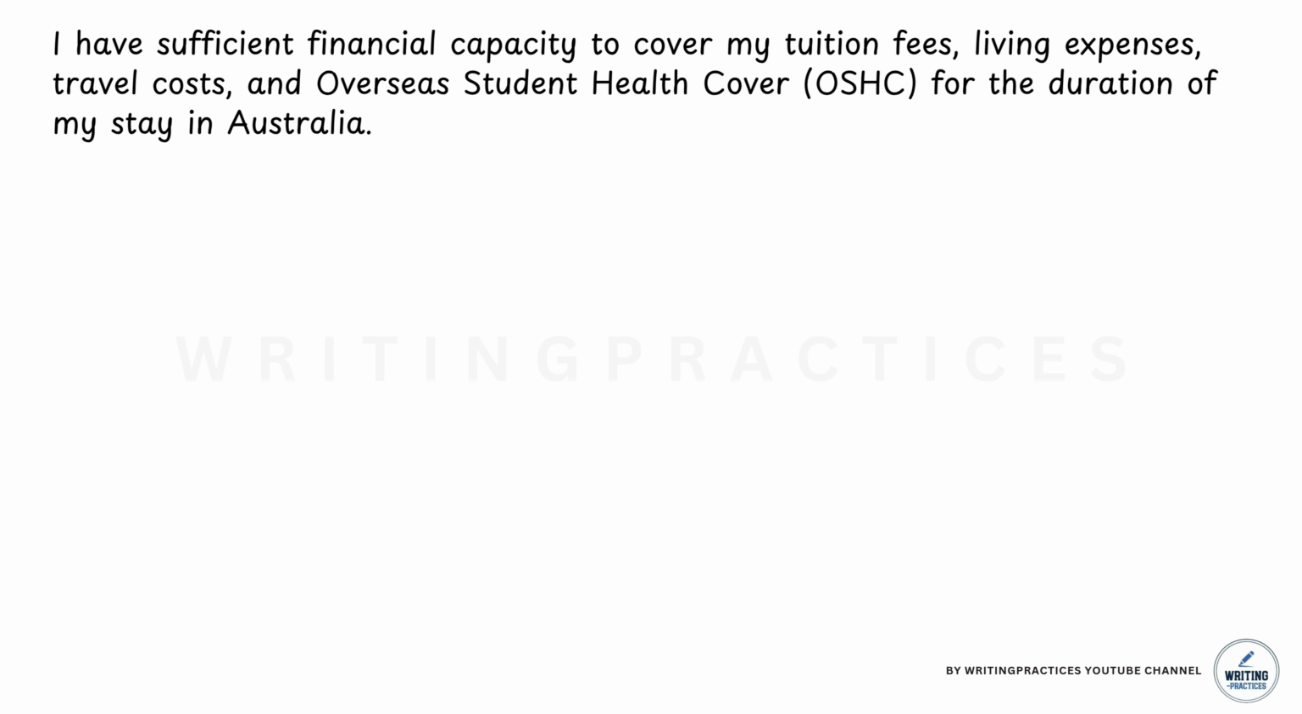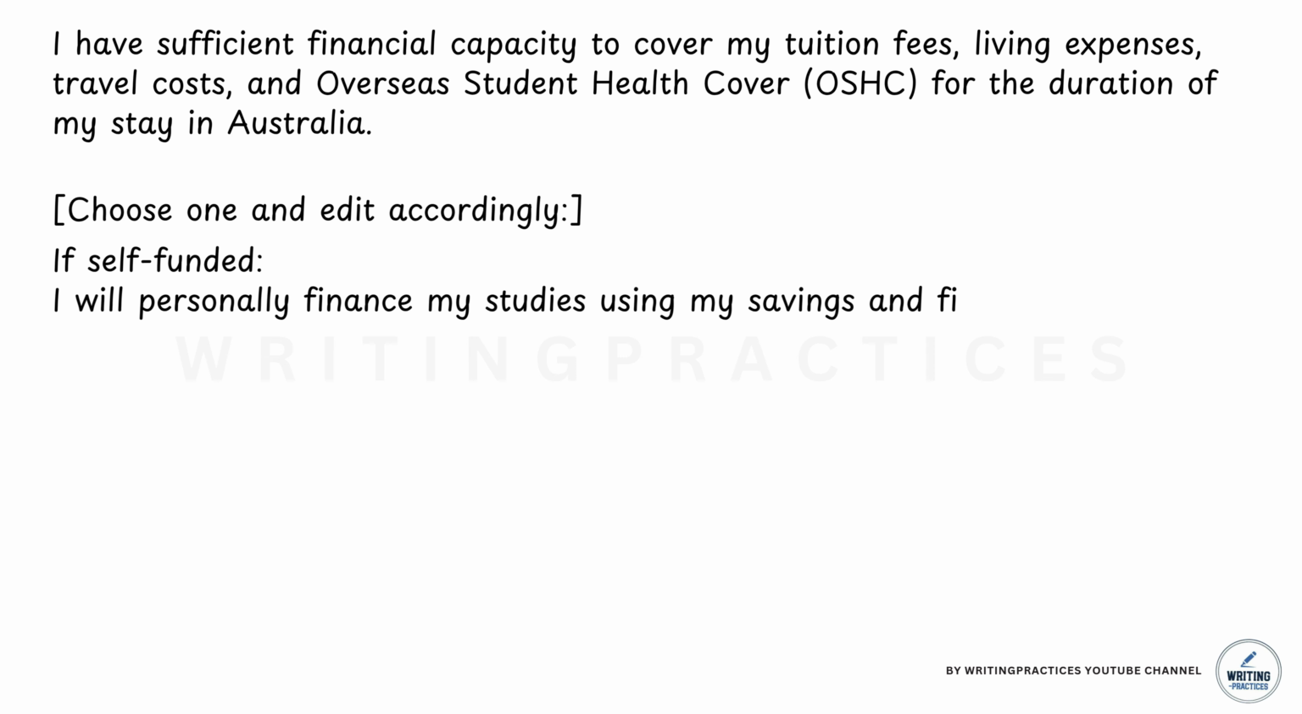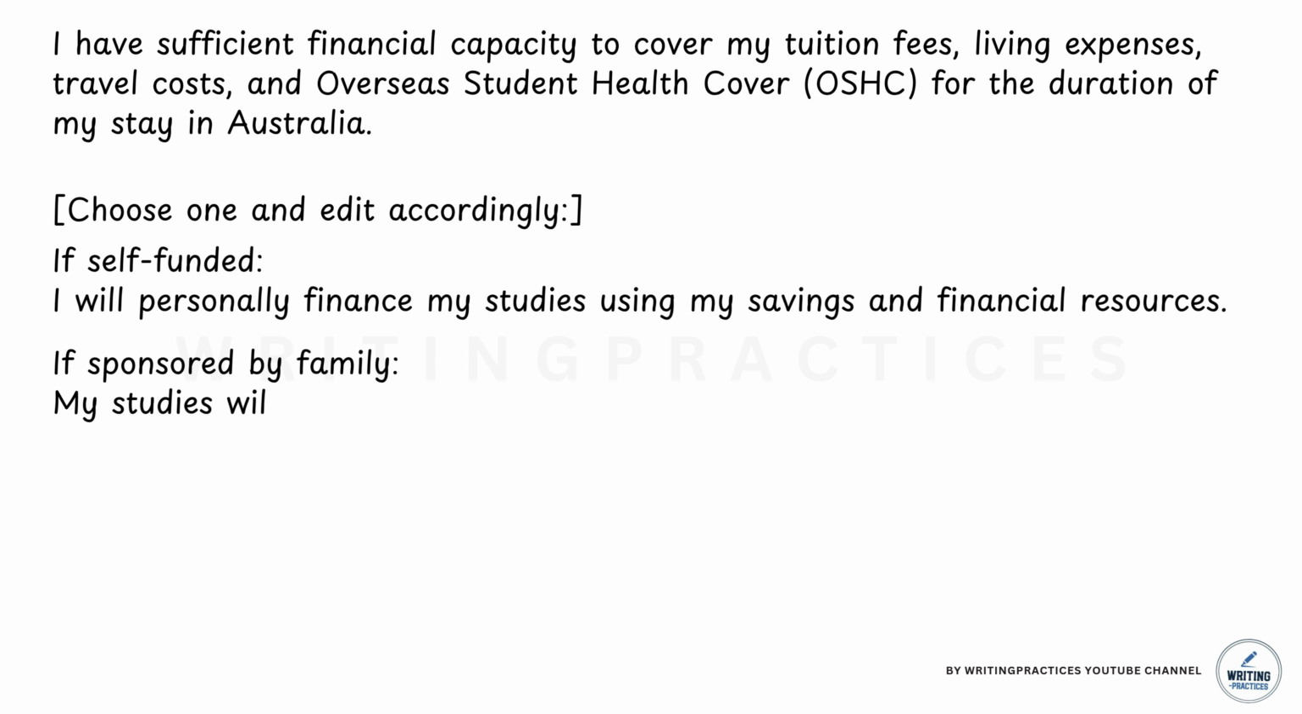Seventh paragraph, source of funding. Choose the statement that matches your situation, if self-funded. Example, I will personally finance my studies using my savings and financial resources. This shows that you have independent financial stability. It helps immigration officers verify that your study plans are financially realistic. Provide clear bank statements as proof.